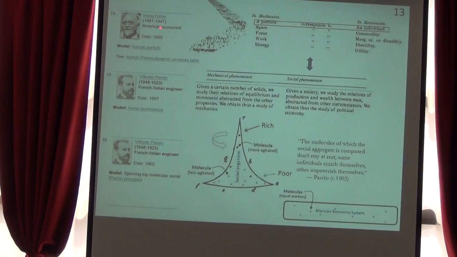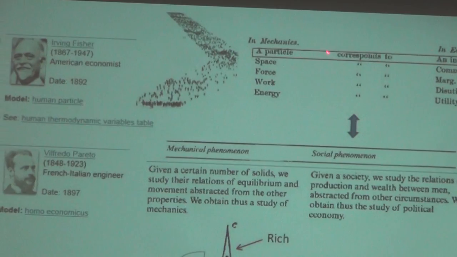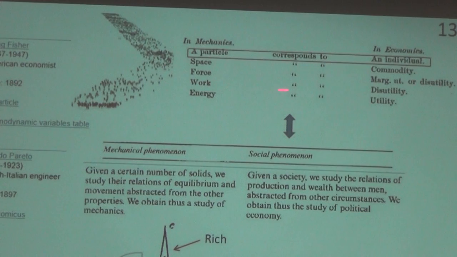He did some of the first mathematical works in economics. He was one of the only PhD students of Willard Gibbs. He says in his PhD dissertation, we treat an individual as a particle and we can formulate work as disutility, energy as utility. So this is one of your first models.